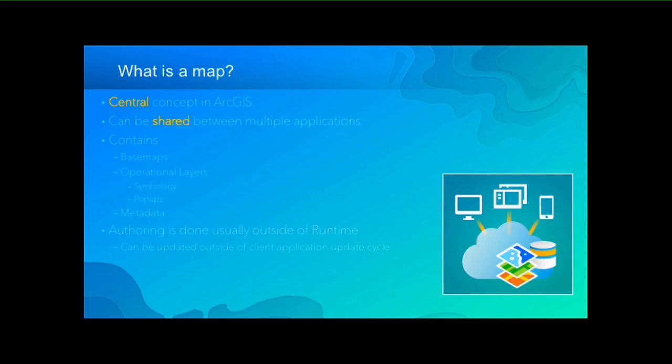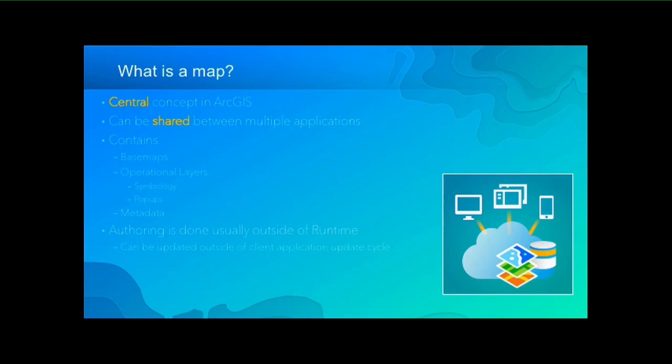Yeah. So what is a map? The map is really the central component of the ArcGIS information model. It can be authored once, and this authoring is generally done in Pro or online. It can also be done in the runtime, and then shared and consumed with the rest of the platform.